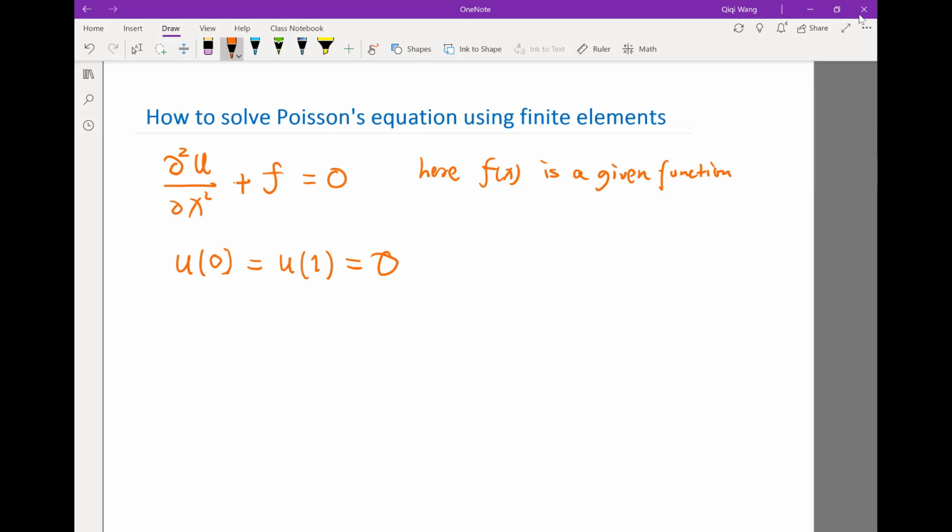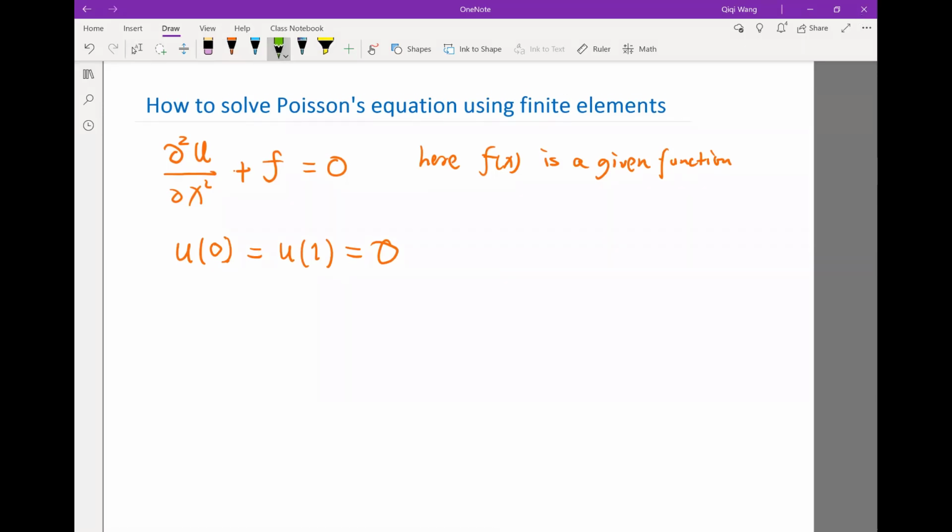All right, let's see how we turn this into an optimization problem. Particularly, we are going to turn it into what's called the weak form of the differential equation. And all finite elements is, is discretizing the weak form. Let me take this opportunity to review a little bit of the three methods we learned: finite difference, finite volume, and finite elements.